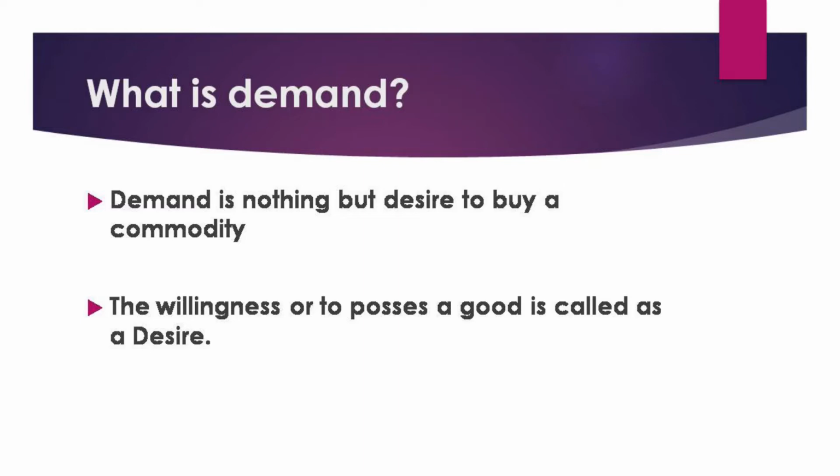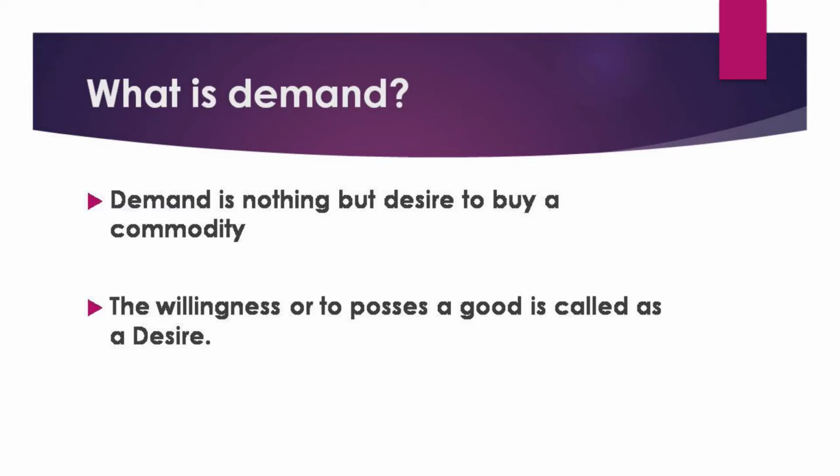Before going to the chapter, we have to know what demand is. Demand is nothing but the desire to buy. The willingness to possess a good is called a desire. For example, when you go to a shop, you see that you are in need of a commodity. The desire to buy a commodity is only a desire, and it is not going to give you the 100% satisfaction you are expecting. It's only a mere desire, the willingness, that you wanted that commodity.